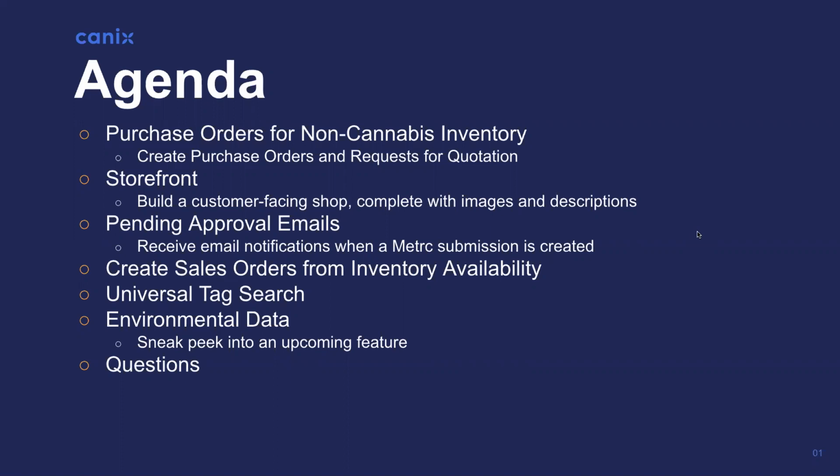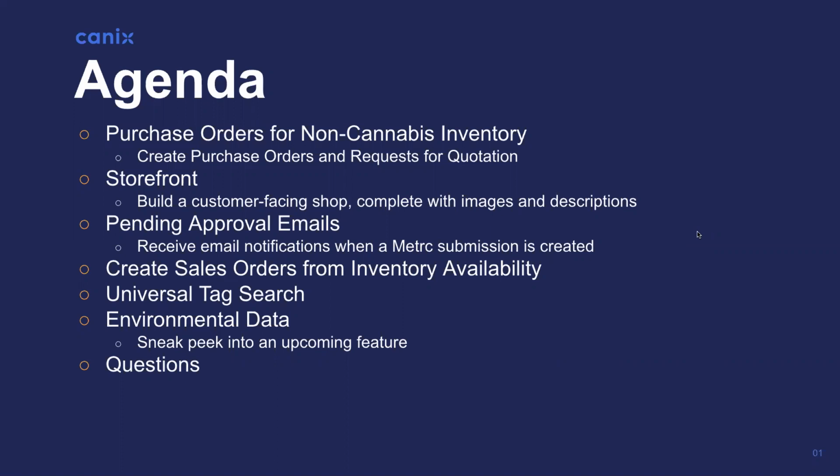Now we have email notifications set up. Anytime that somebody submits something and it goes into pending approval, you as an admin are going to get that notification in your email, where you can link to Canix and approve that submission and any others. It's just a helpful way to keep track of who's submitting what, rather than having to navigate in Canix and try to find those submissions.